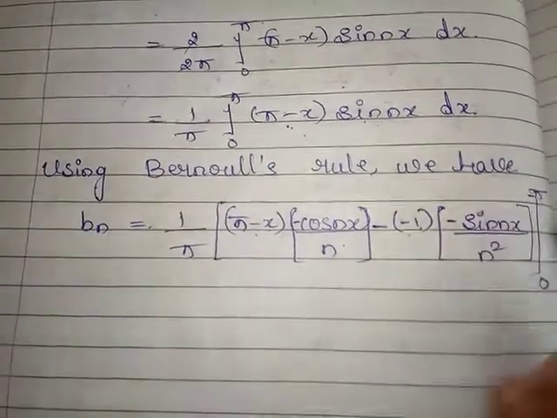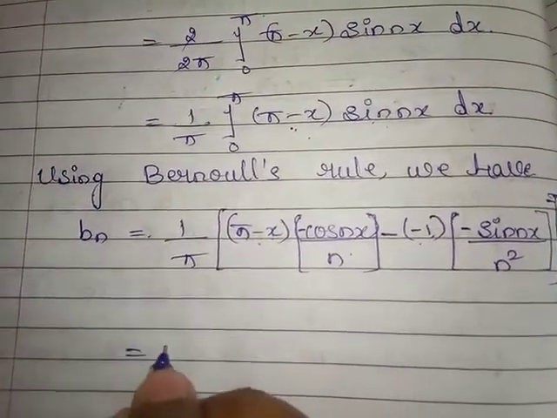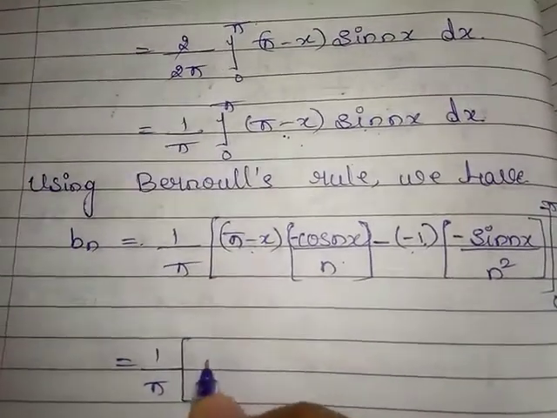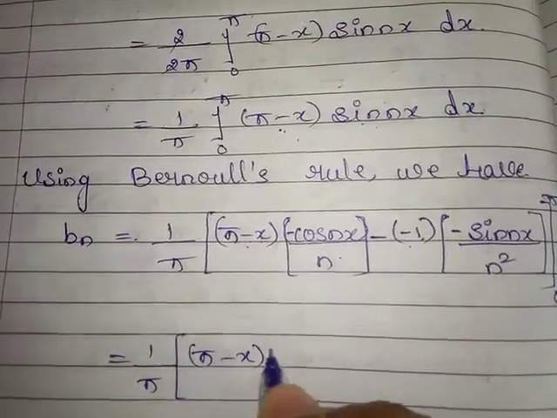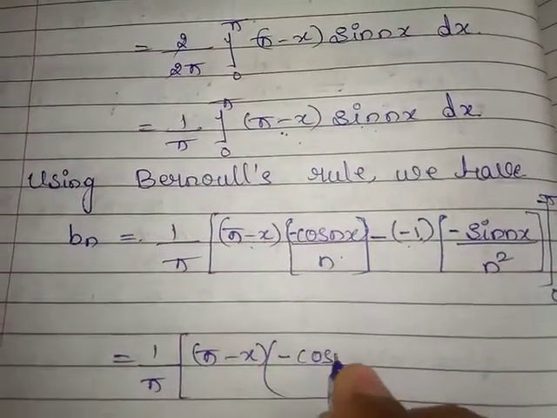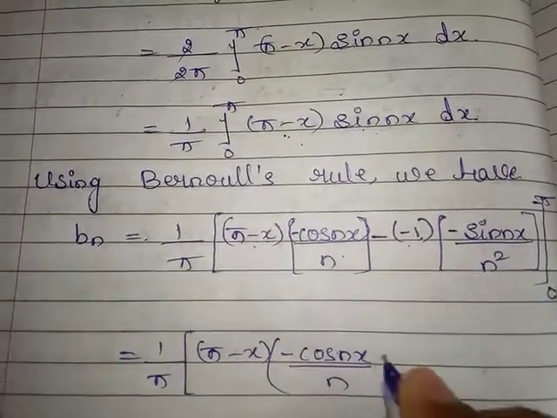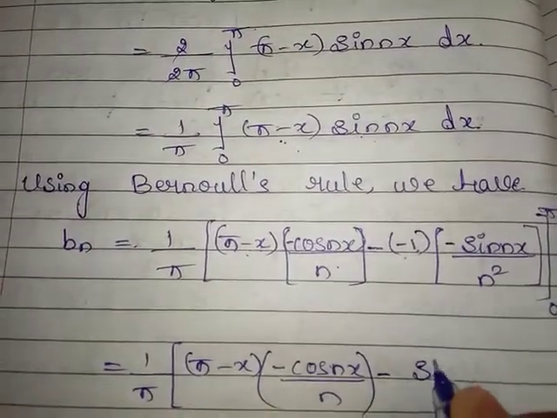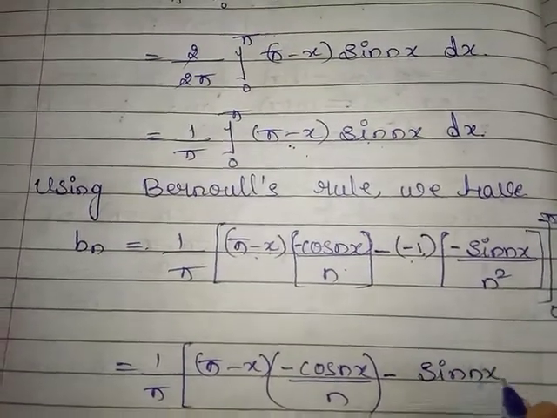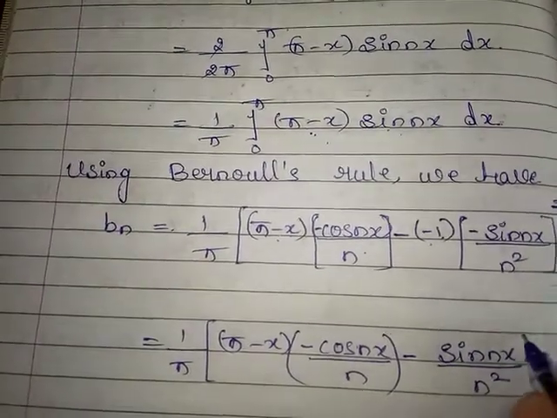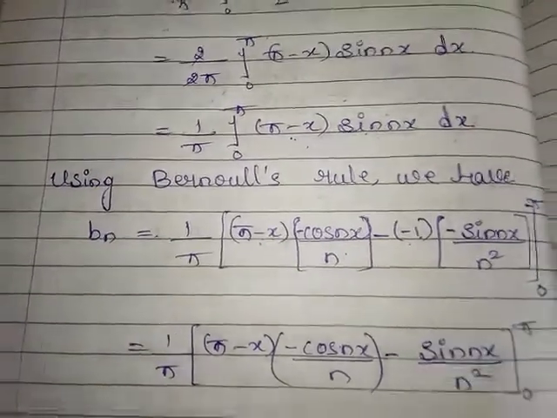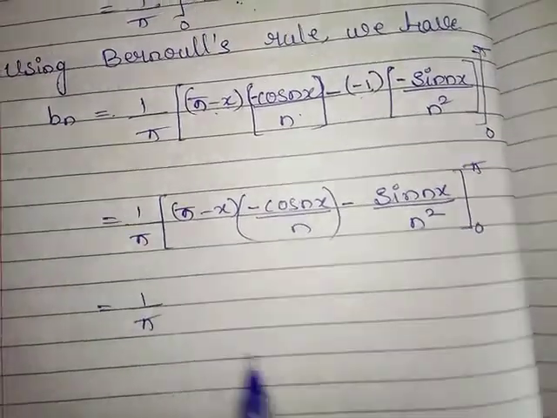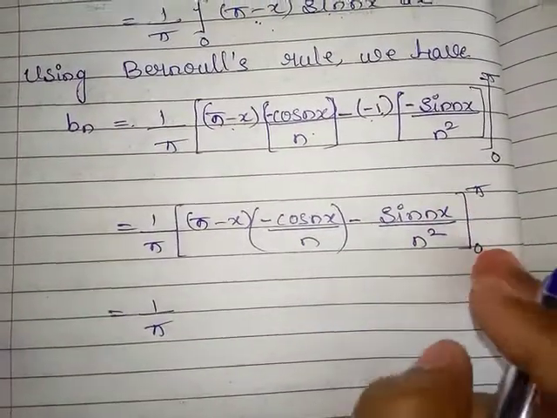This is 0 to pi, which is equal to 1 by pi, bracket, pi minus x, into minus cos nx divided by n, minus, this is minus into minus, plus sin nx divided by n square, limits from 0 to pi, which is equal to 1 by pi. Now we have to apply the upper limit and lower limit.